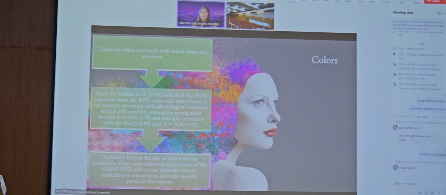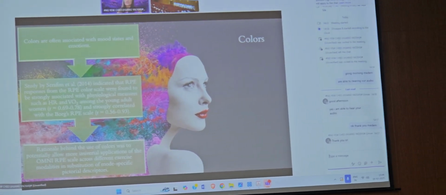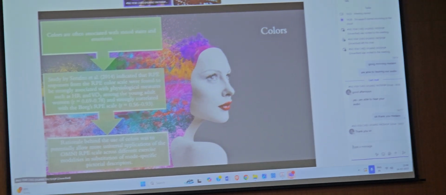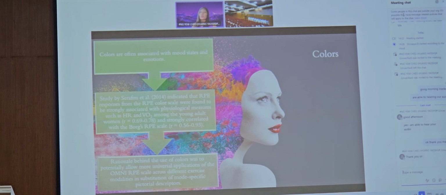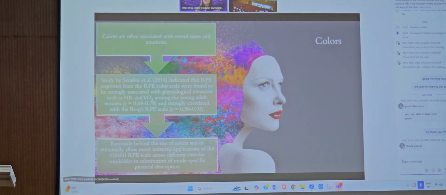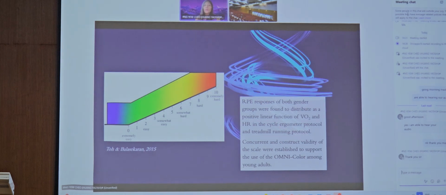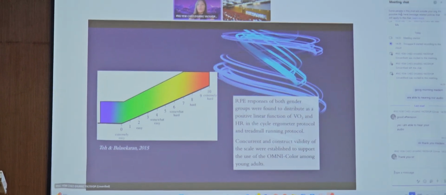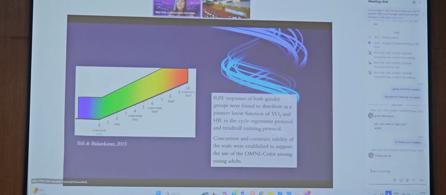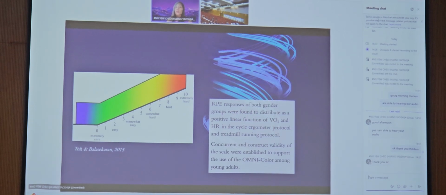So the rationale of using colors was to potentially allow a more universal application of the Omni-RPE scale across different exercise modalities, in substitution of mode-specific pictorial descriptors. So this was the color scale done by Toh and Balasekaran, with a scale of 0 to 10, extremely easy to extremely hard.